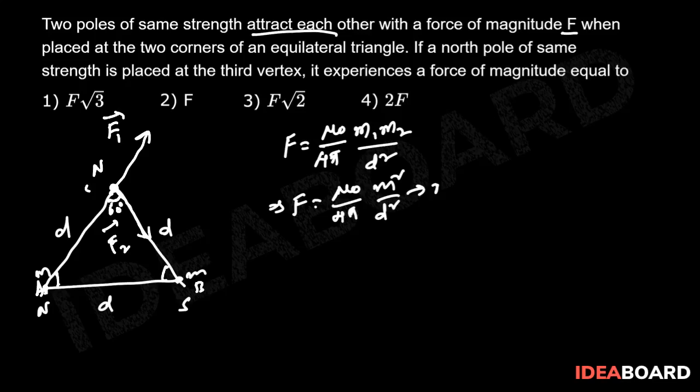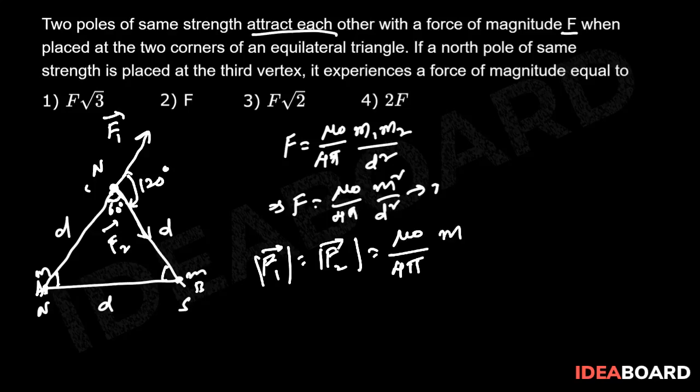So the angle at C is 60 degrees, and the angle between the two forces F1 and F2 is 120 degrees. If we calculate the magnitudes of the forces, modulus of F1 vector and F2 vector, both are equal, given by mu naught by 4 pi, m square by d square.